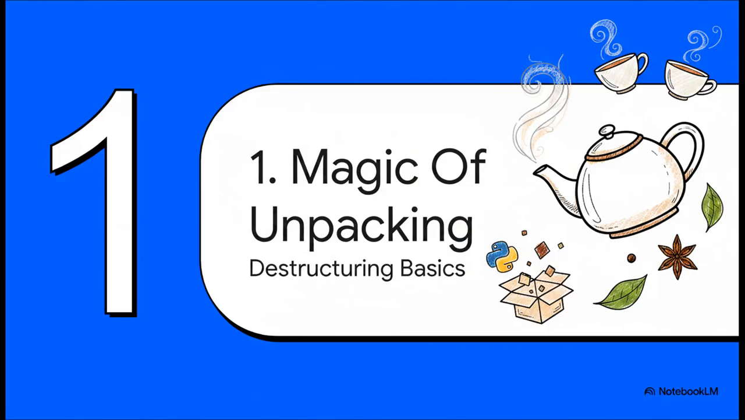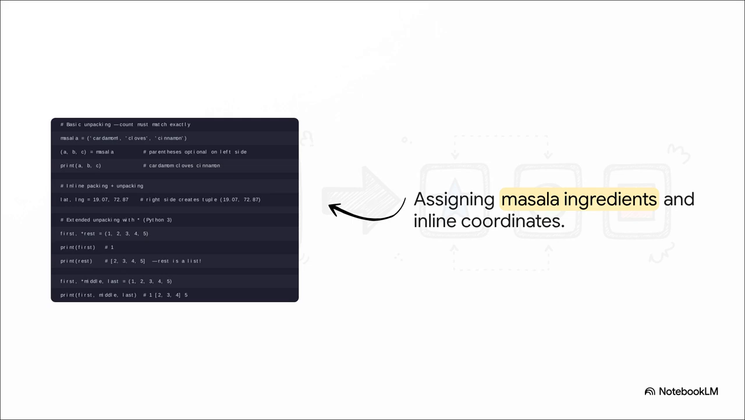Section 1. The magic of unpacking. Before we reveal the grand trick to solve that puzzle, let's get warmed up. Let's use a tasty masala chai analogy to understand exactly how Python takes apart collections of data. Visually, Python makes this incredibly intuitive. Just look at our masala tuple at the top, containing cardamom, cloves, and cinnamon. Notice how we can assign these directly to A, B, and C, all in one elegant single statement.